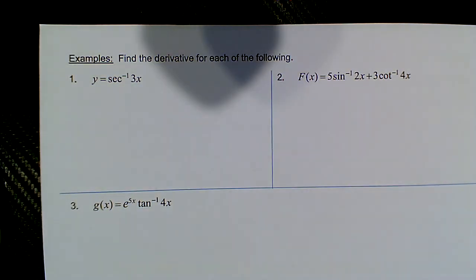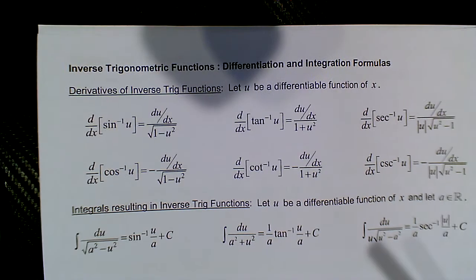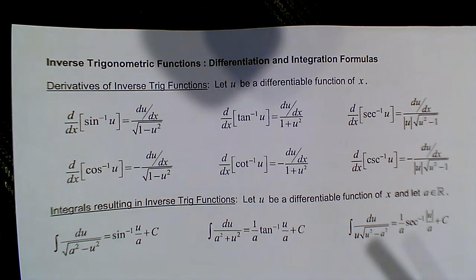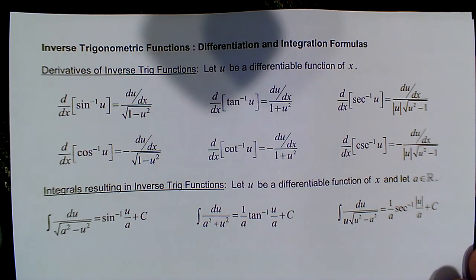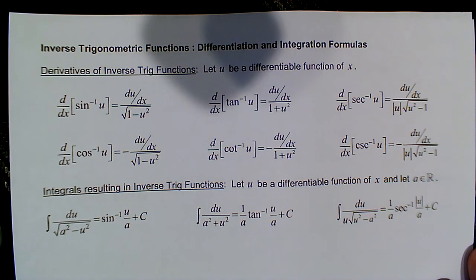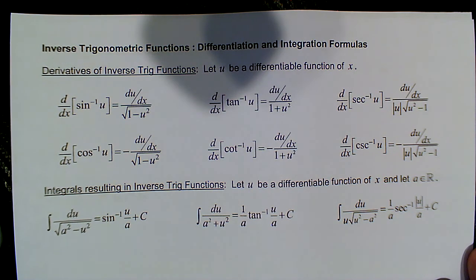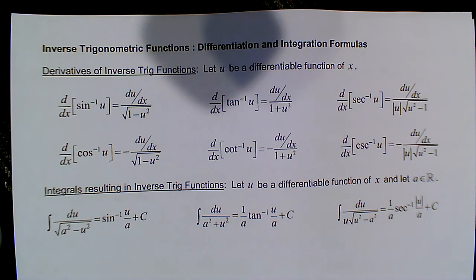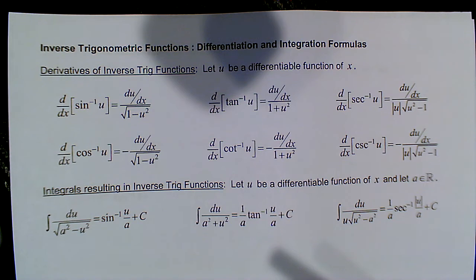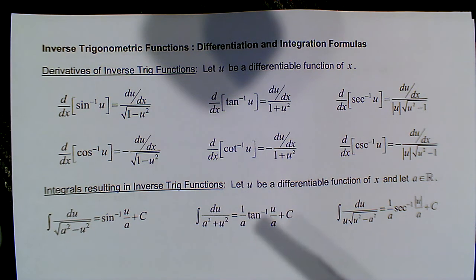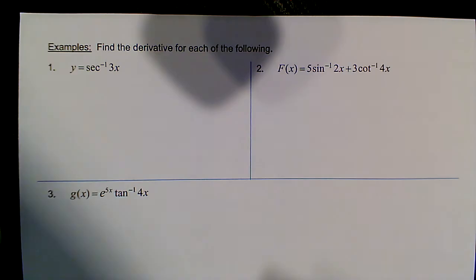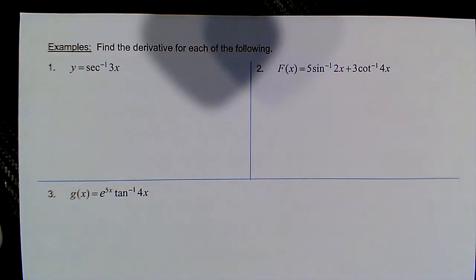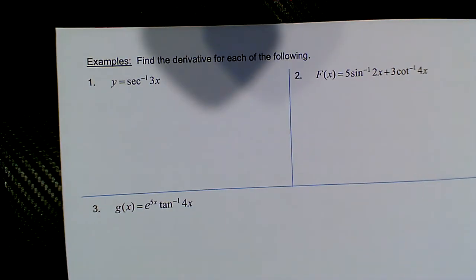We have the definitions on the first page, but I also have this document posted in Blackboard, and this will be your cheat sheet for the second exam. You can see we have the derivatives of all 6 inverse trig functions, and then corresponding integration formulas that we'll talk about. But use this, and for our first example, we've got the inverse secant of 3x.